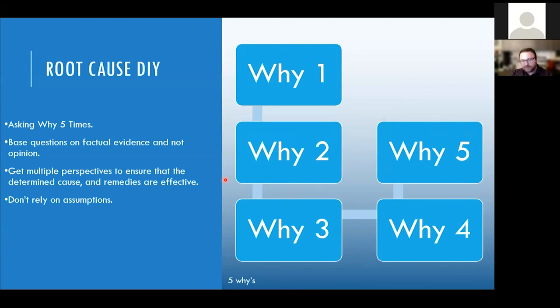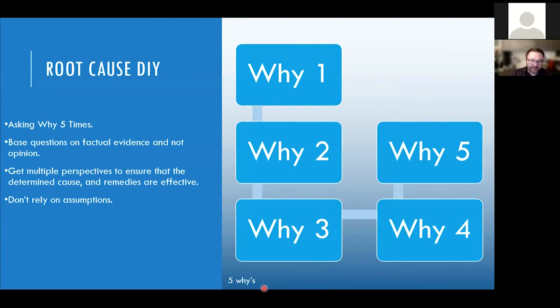And then don't rely on assumptions. You may assume that everybody on the floor is trained on how to use machine A, but that might not be the case. So you can't start your 5 whys with, well, okay, Tim was already trained on it, so where do we go from there? Start at the top. Like, Tim, were you trained on this machine? No. Why? And then go from there and figure out where the problem actually occurred.